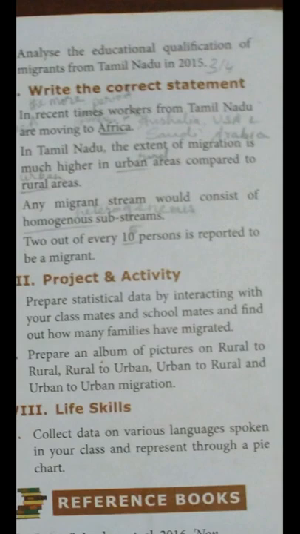Third question, any migrant stream would consist of homogeneous substreams. Answer is, any migrant stream would consist of heterogeneous substreams. So you want to cut the word homogeneous and you want to write heterogeneous. That's all. Fourth question, two out of every 10 persons is reported to be a migrant. Answer is, two out of every 5 persons is reported to be a migrant. Instead of 10, you want to write 5.